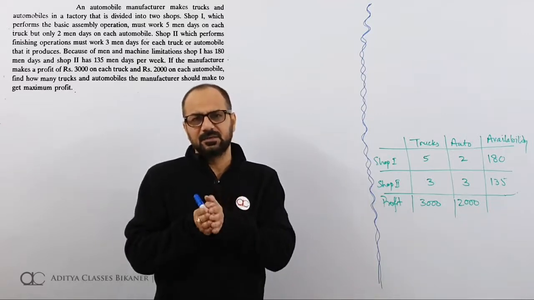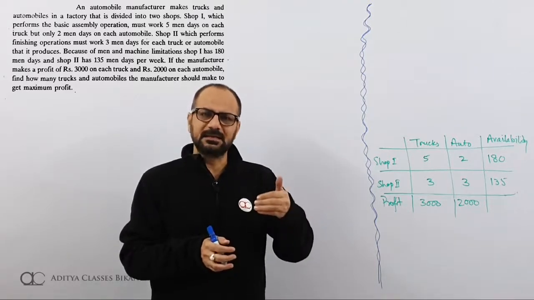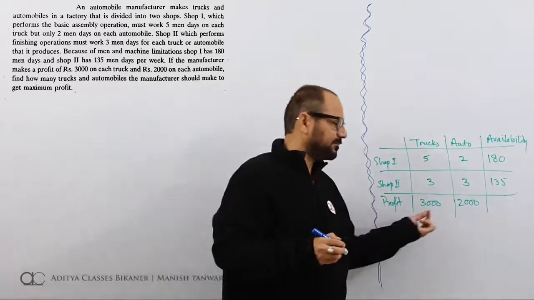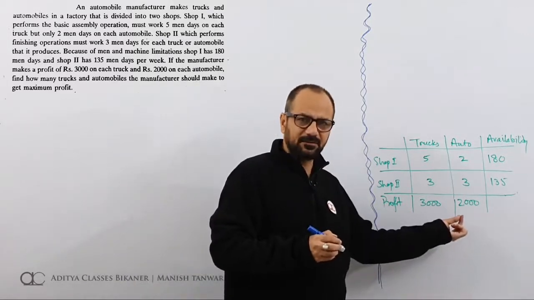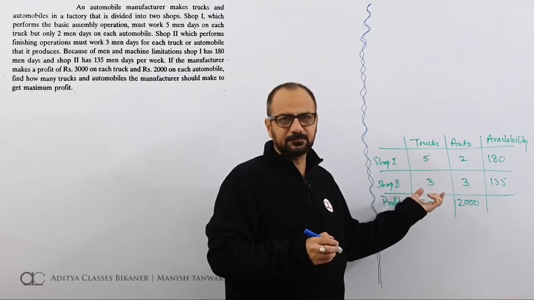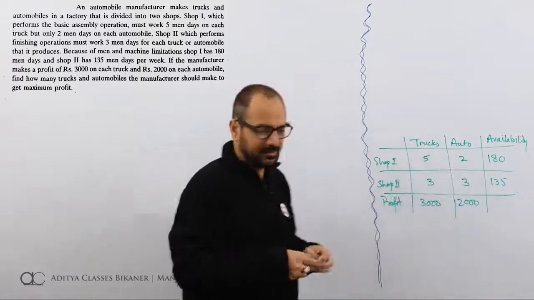There can be cases where you do not have profit, you only have costs. In that case, it could be a minimization of cost. In this case, we can clearly see that there is profit. So obviously, I will try to maximize my profit. I'll try to maximize the profit coming from trucks and autos. So what will be the formulation?